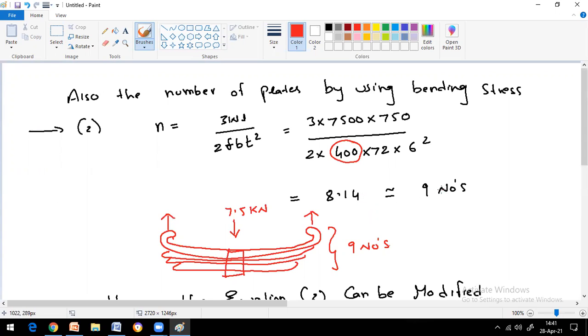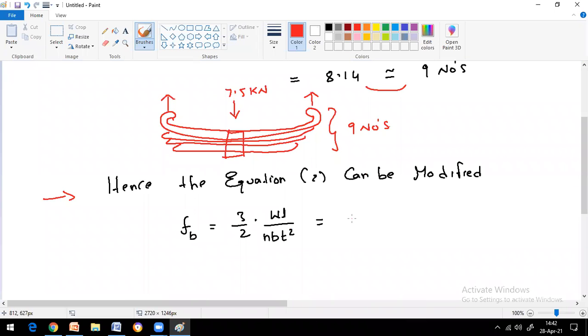When you are increasing the number of plates, what happens to the bending stress? You are rounding 8.14 to 9. What happens to the bending stress if you calculate again? Will it decrease or increase? Decrease, sir. Very good, it will decrease. Let's see whether it decreases or not. That is the modified bending stress. This is very important, in competitive exams they may ask problems like this. They will give the bending stress, and you have to calculate the modified bending stress by getting the number of plates.